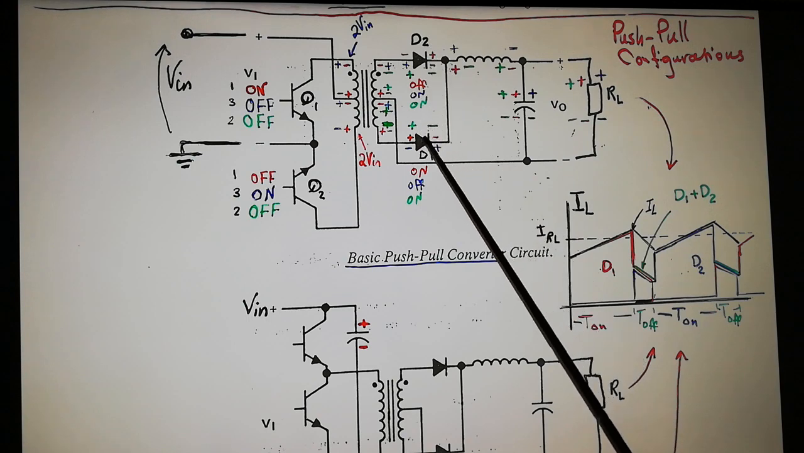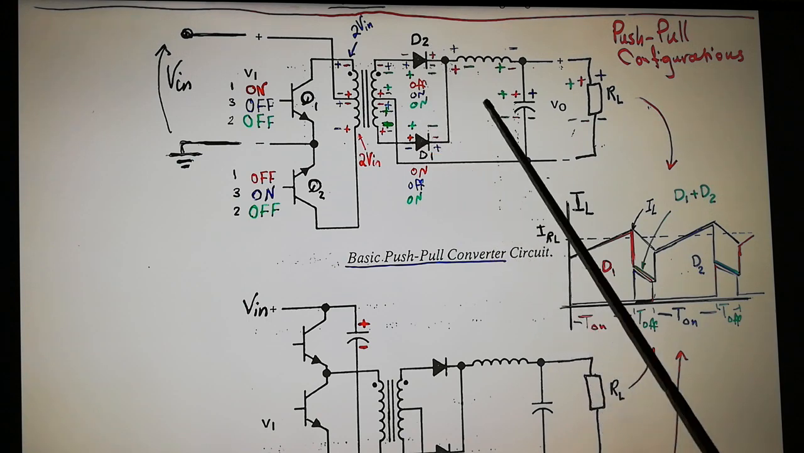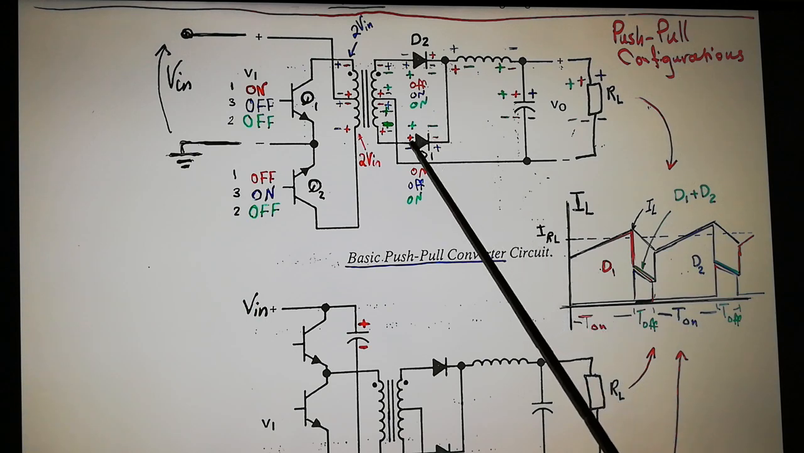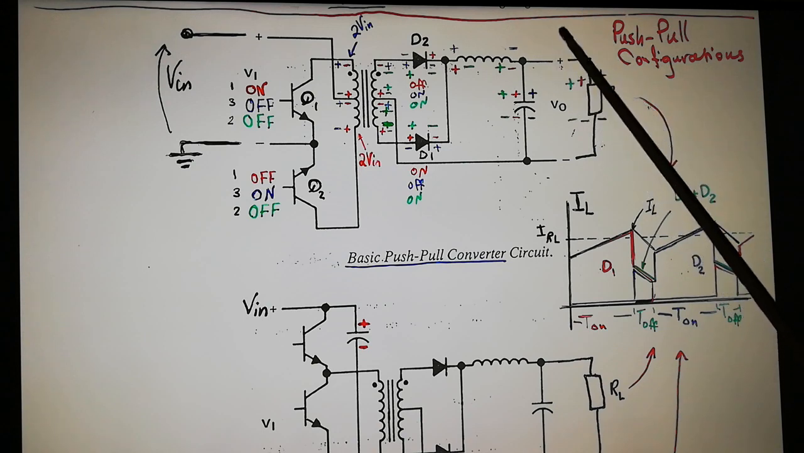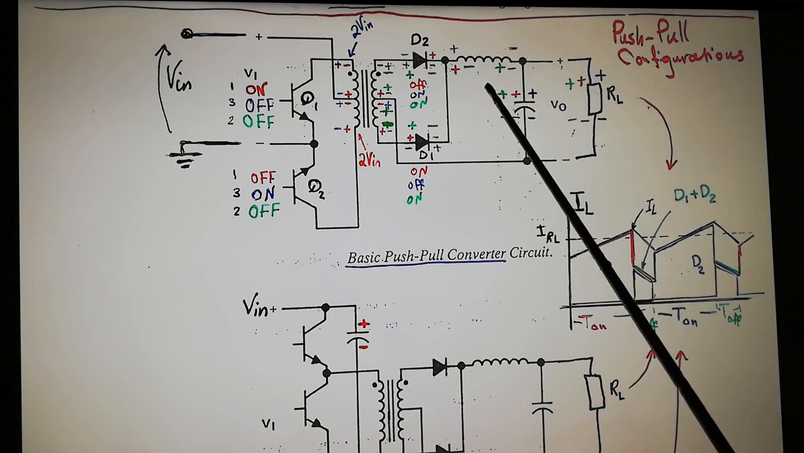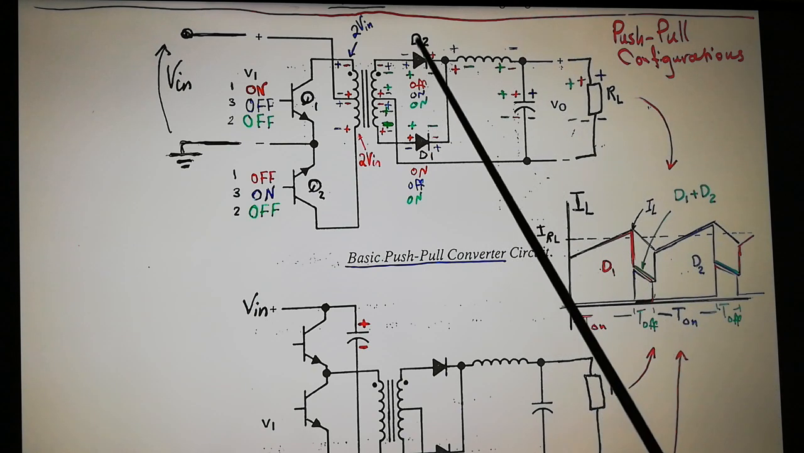While this one will be off, okay, while it's off because you got your negative sign in here and you got your positive sign in here. Sorry, let me look at it again. Let me see what is happening. No. I made a mistake. I'm sorry. D1 will be in operation first, not D2.